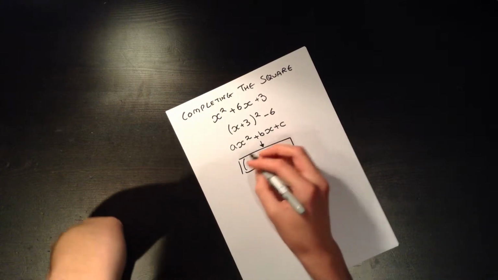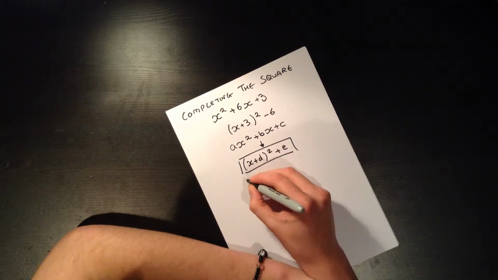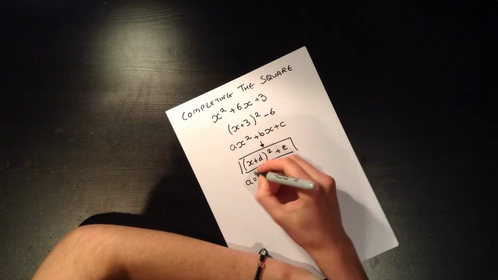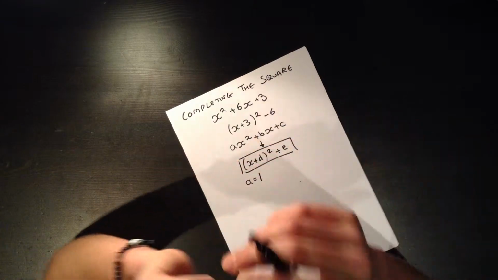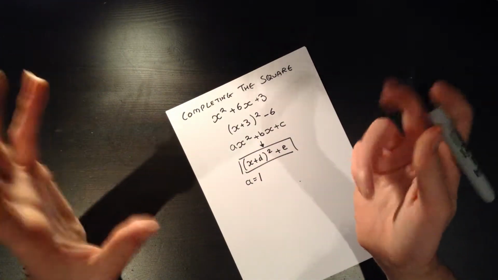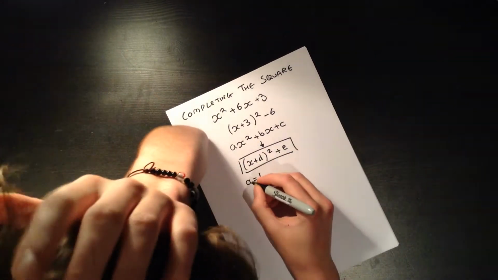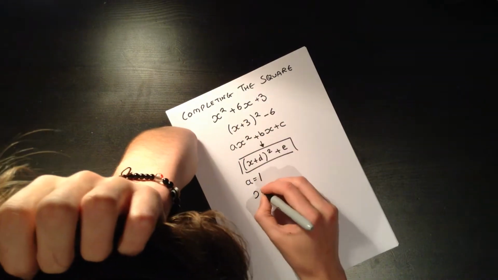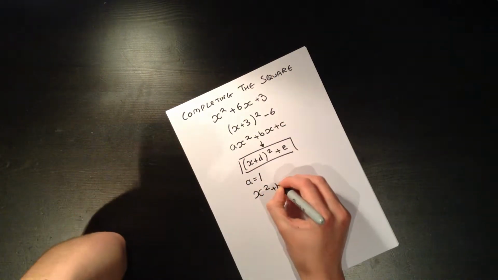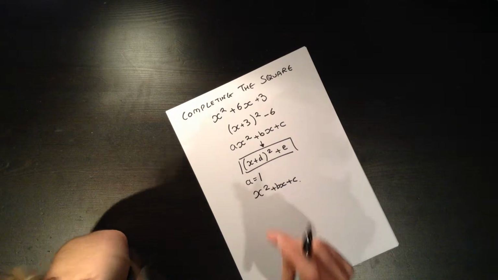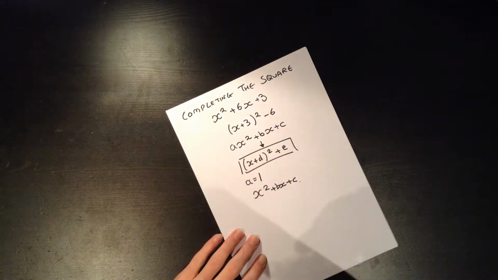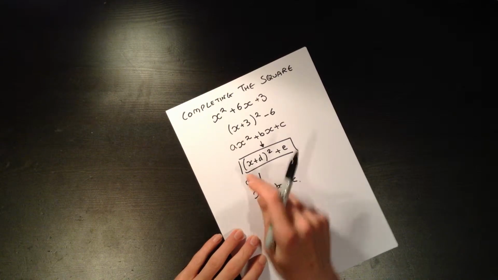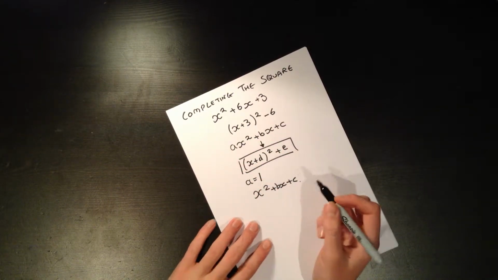Now for the meantime we're going to look at examples where a equals 1, because when a is 1 it makes everything easier. So I'll do an example where a equals 1 first. If a equals 1, we can rewrite this as x squared plus bx plus c. This is what we're going to work with for now, and later on I'll show you how to do it when a isn't necessarily 1.